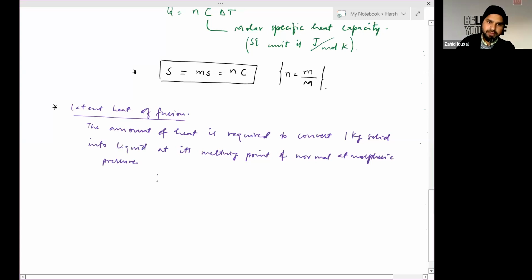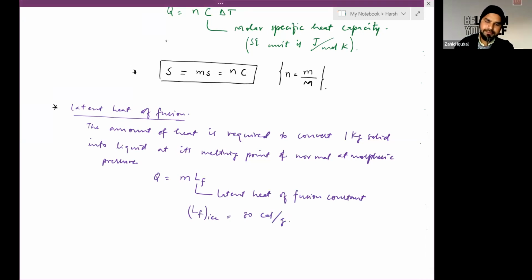So Q equals mass of substance times latent fusion constant. So this L is called latent heat of fusion constant. In case of ice, it is equal to 80 calorie per gram.